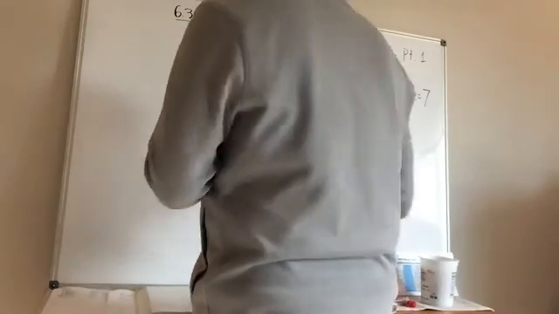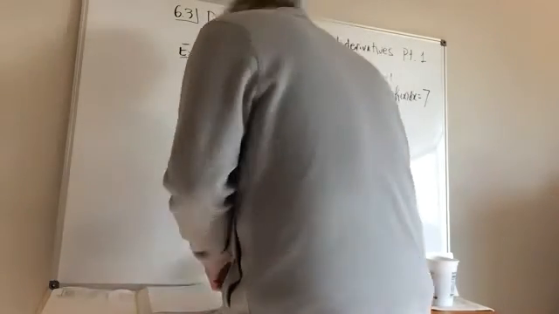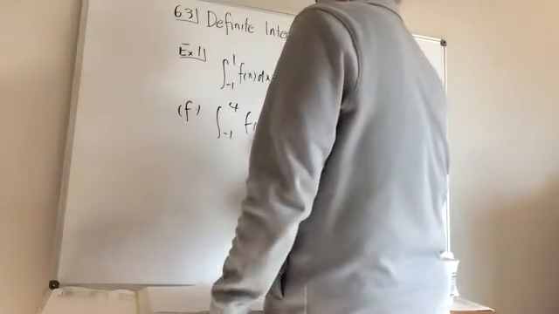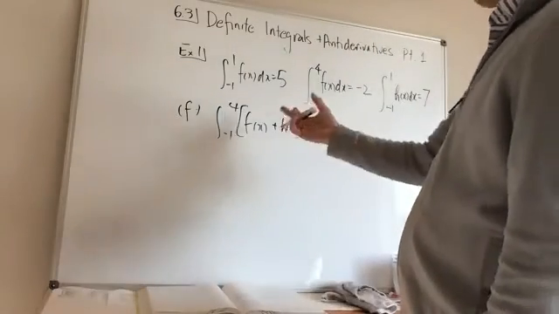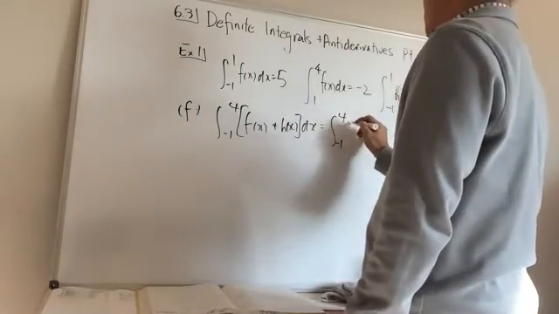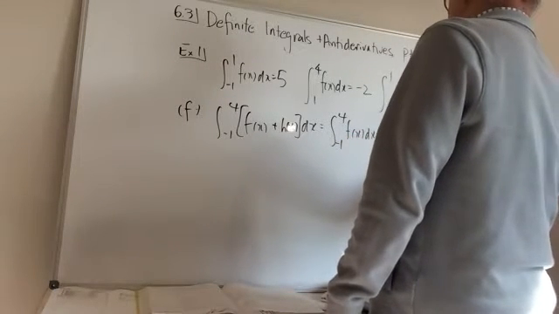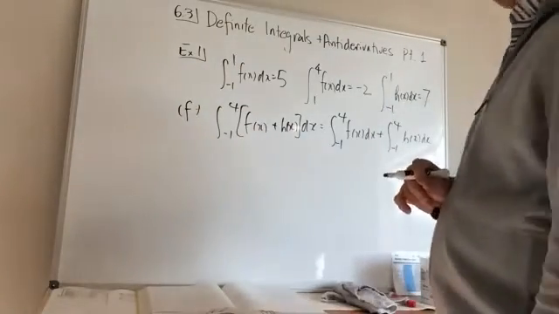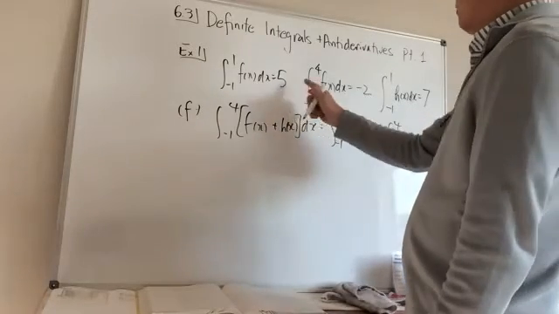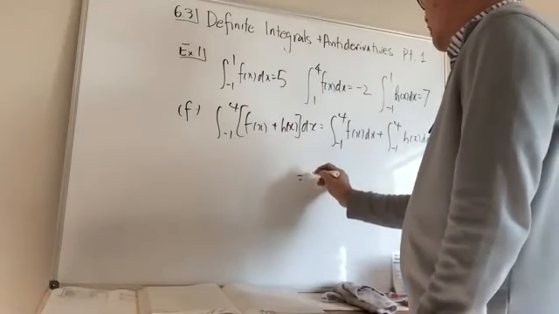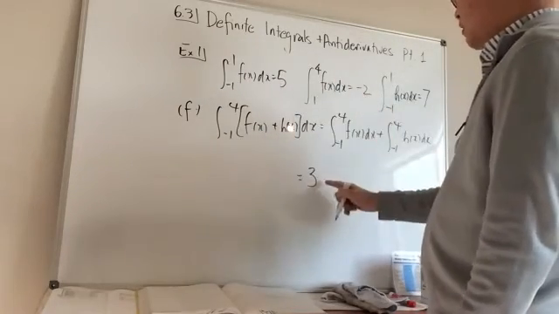F, we have the integral from negative 1 to 4 of f of x plus h of x dx. The first thing again, we would separate these: the integral from negative 1 to 4 of f of x dx plus the integral from negative 1 to 4 of h of x dx. From negative 1 to 4, we already did that. That was 5 minus 2. So this is going to be 3. From negative 1 to 1 it's 5, and from 1 to 4 it's negative 2, so 5 minus 2 is 3.